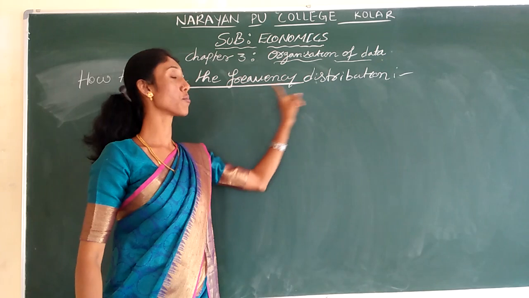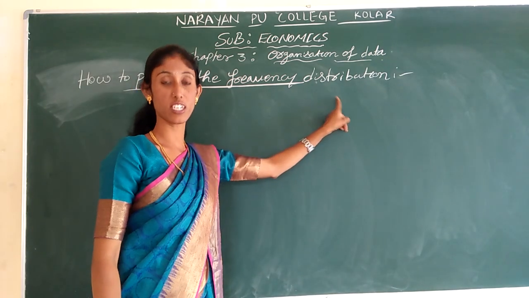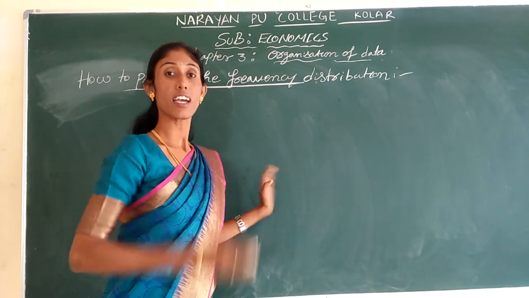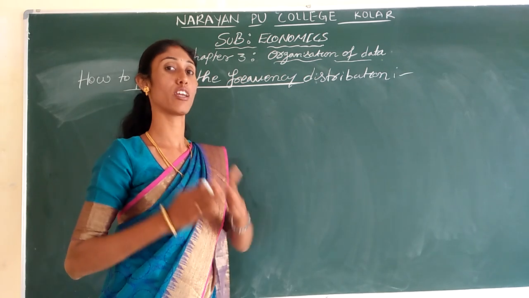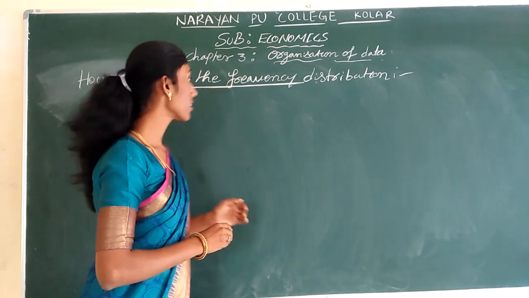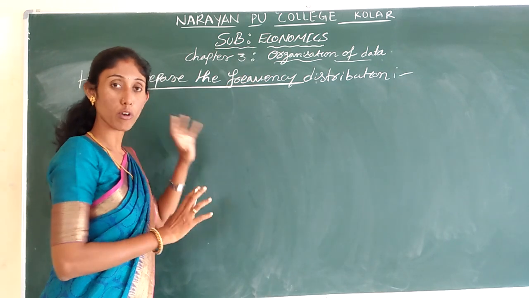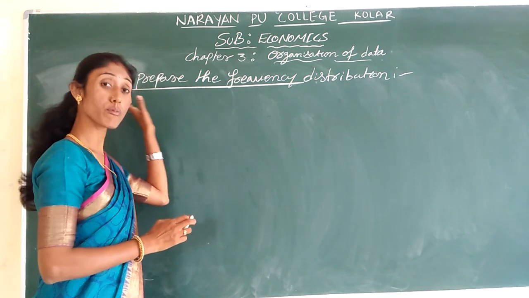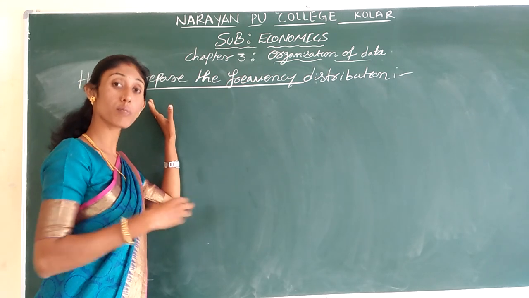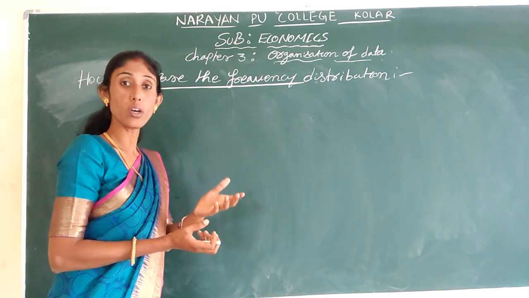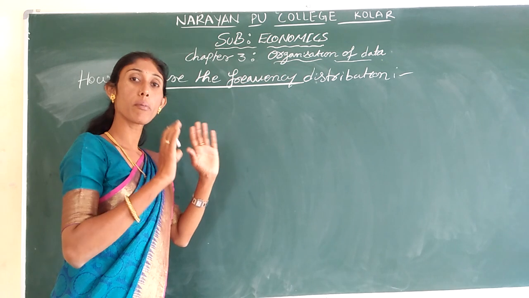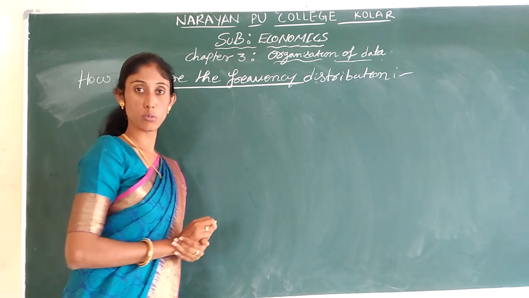Already we have discussed the frequency distribution. Here, frequency distribution means classifying raw data in a particular order. In that way, if we are going to distribute the frequencies in a proper order, what steps do we need to follow, or what preparations must we do in order to make a proper frequency distribution?